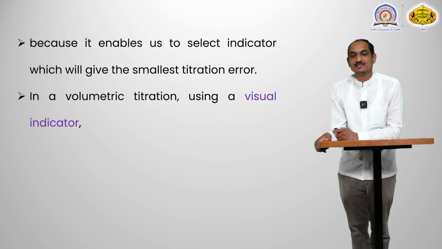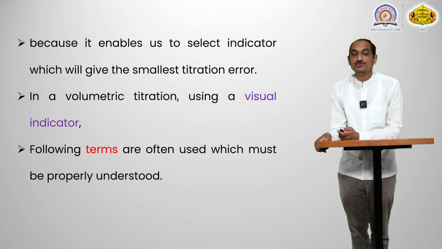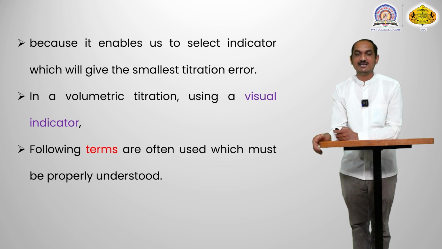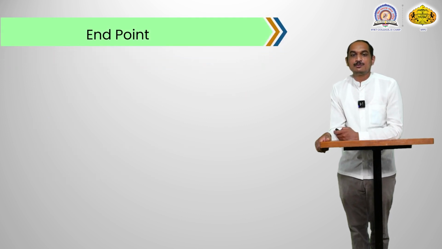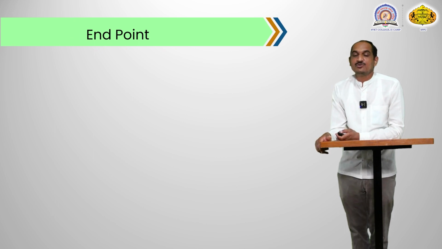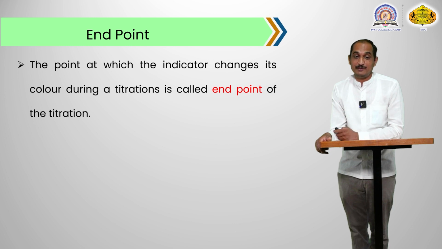In a volumetric titration using visual indicators, some terms are often used, which must be properly understood. There are different terms during the volumetric titration or titrimetric analysis using visual indicators. We discuss all these terms one by one. The first term is the endpoint. We know the endpoint because in our previous session we already discussed the definition of endpoint.